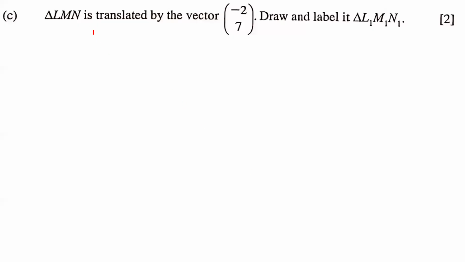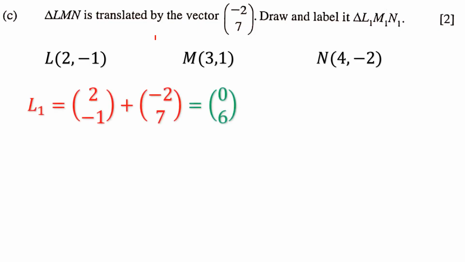It says, triangle LMN is translated by the vector negative 2, 7. Draw and label it triangle L1, M1, and N1. So we're using this vector to do the translation. Remember our coordinates: L is 2, negative 1, M is 3, 1, and N is 4, negative 2. We're going to add the vector to each coordinate. 2 plus negative 2 is 0. Negative 1 plus 7 is 6.